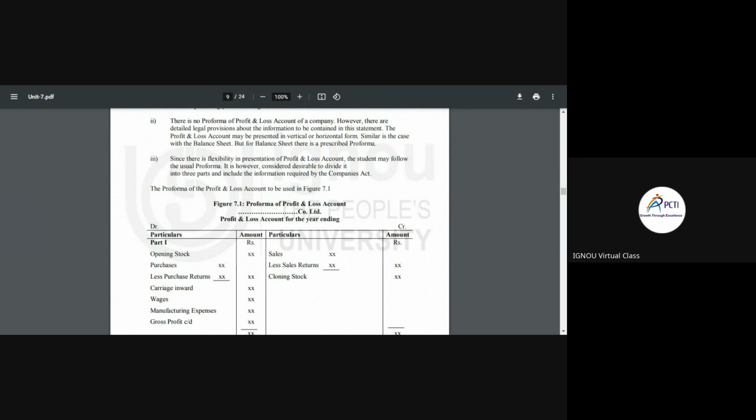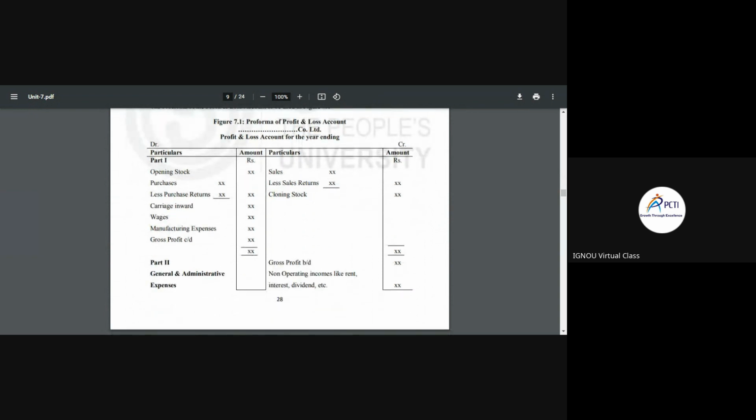So, in that particular proforma of a P&L account, we have a debit side and a credit side. Part one is for opening stock, then we add purchases, then we deduct purchase return. We add carriage inward, wages, manufacturing expense. And on the credit side, we have sales, then we deduct the sales return, and we have closing stock. In the end, we have a gross profit, which will be transferred to the P&L account. So the gross profit c/d becomes the gross profit b/d.